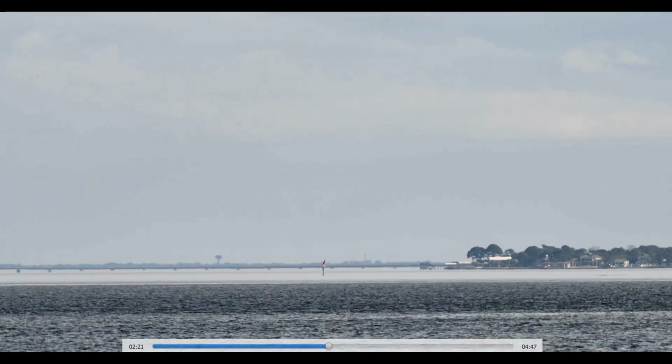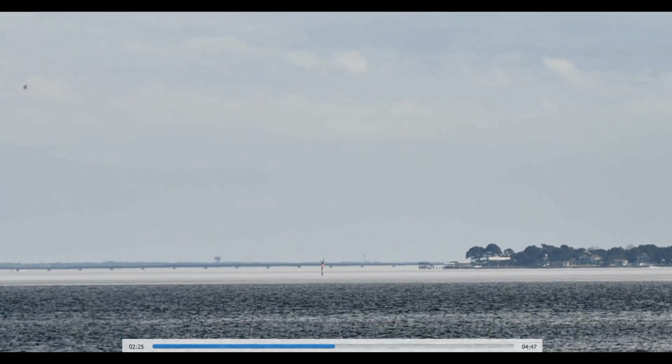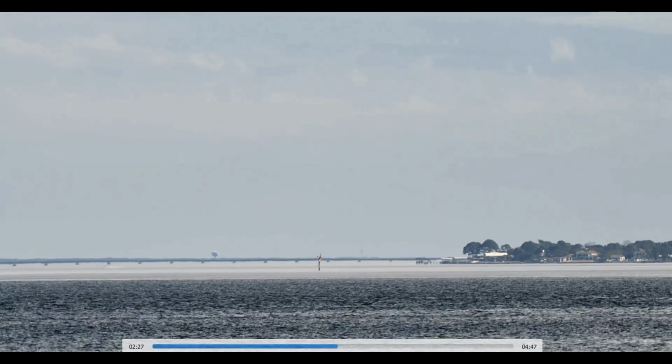For reference, this house here is about, how can I measure? I think it's six miles away.